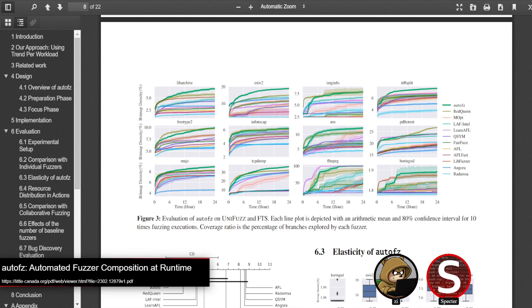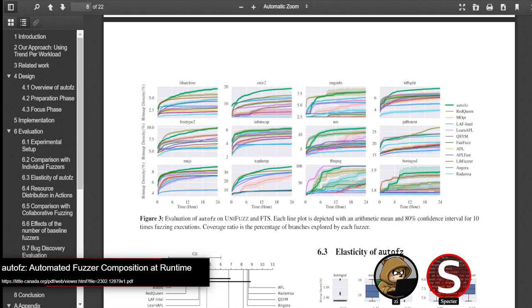And on the results themselves, you kind of commented how autofz basically topped all the charts, which isn't too surprising, because essentially they're trying to get the best of all worlds from the various fuzzers. Another thing that they do that I think we kind of skipped over is that they do seed synchronization between all the fuzzers.